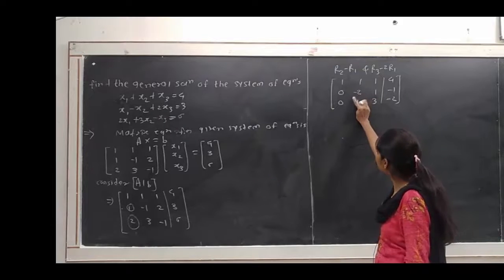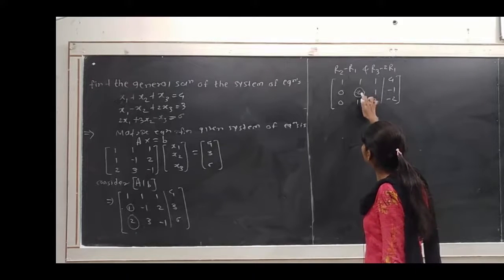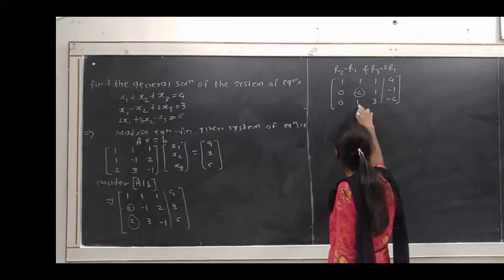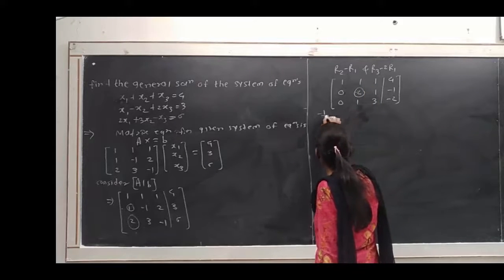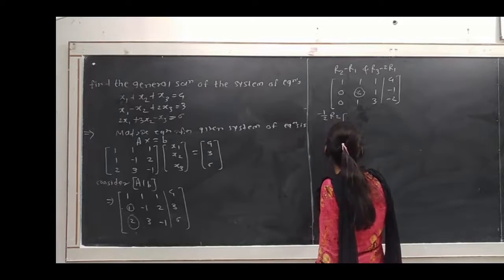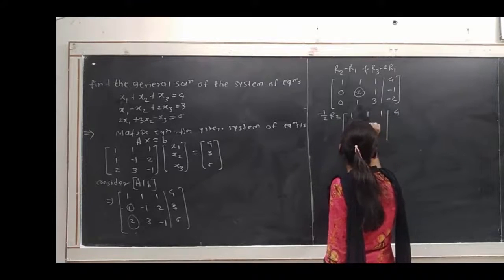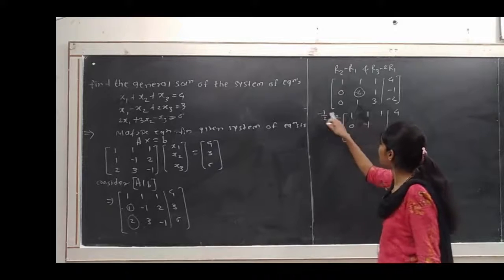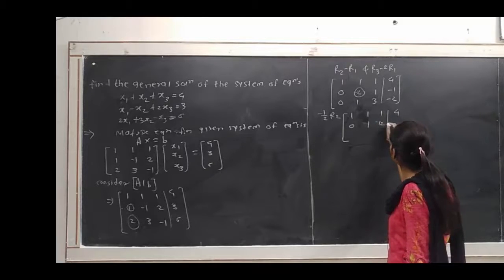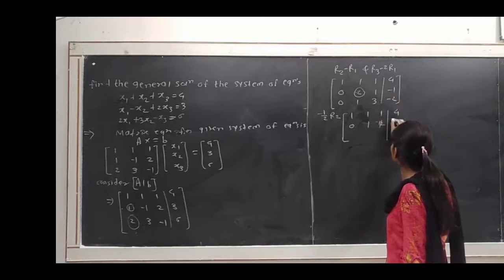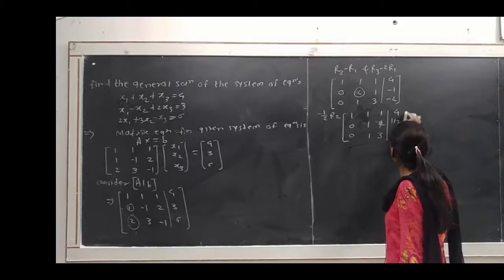Then if we observe, in the second row the next leading entry is minus 2. First we have to make this minus 2 a 1, and using this we make the entries below and above this leading entry 0. So we use the row operation minus 1 by 2 R2. We get 1 1 1 4 in the first row as it is, then 0, 1, minus 1 by 2, and here also minus minus plus, we get 1 divided by 2. Then the third row as it is: 0 1 3 minus 2.